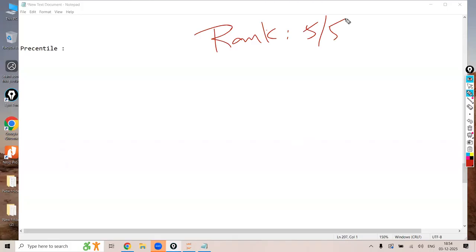Now the rank is 5 only. I am not changing the rank. His rank is 5 only. Earlier I asked the question, what is the rank 5? So here rank is not important. It is out of how many, and that out of is the percentile.